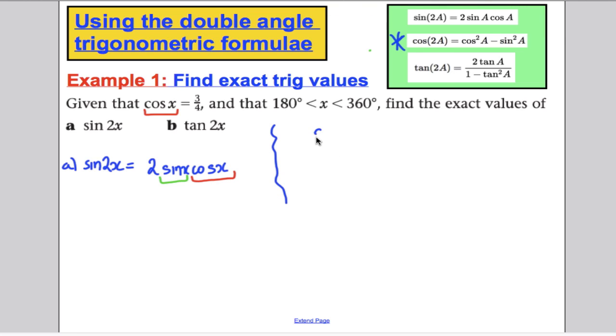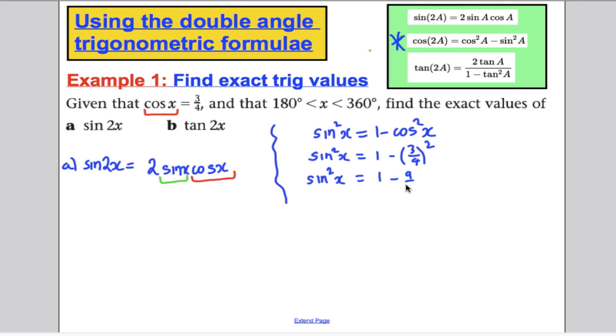We know that sine squared of x must be 1 minus cos squared of x. So sine squared of x must be equal to 1 subtract 3/4 squared. Okay, and so sine squared of x must be equal to 1 subtract 9 over 16, which would be 7 over 16.